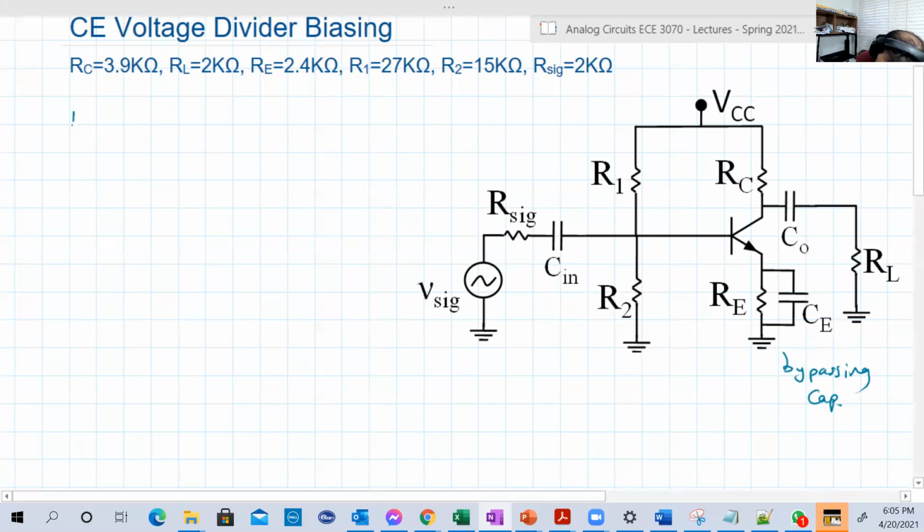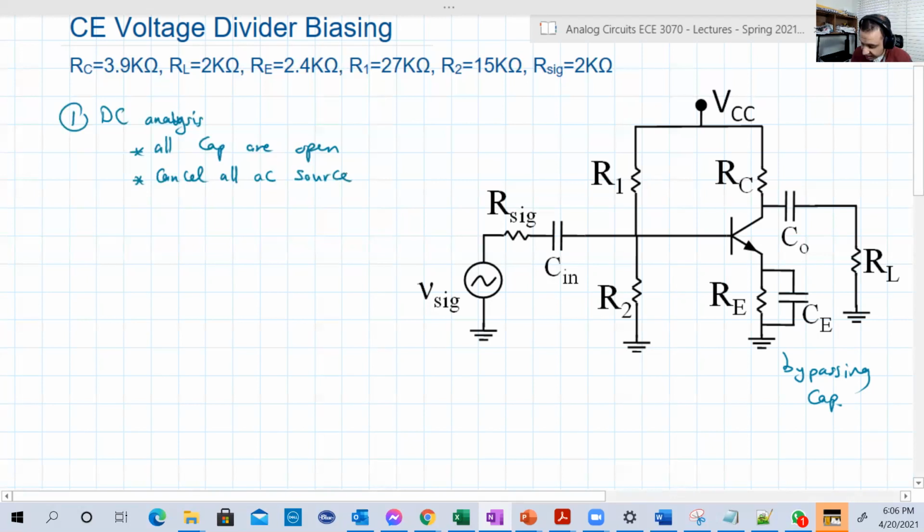So starting with DC analysis. In DC analysis, all capacitors are open, and we cancel all AC sources. This guy will be shorted. All the capacitors are open. This guy is open, this guy is open, this guy is open. So basically, the circuit will be reduced to the following.